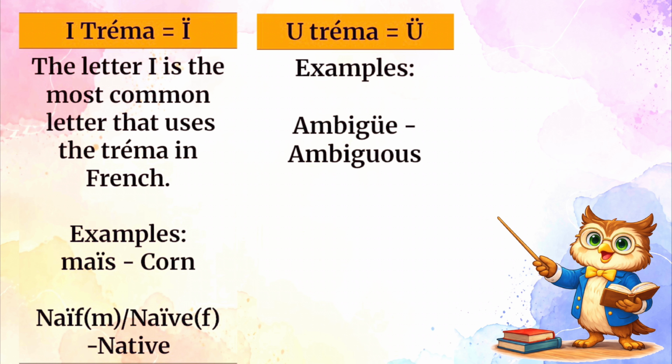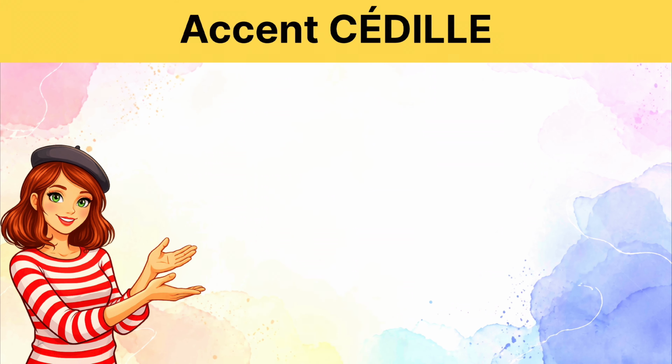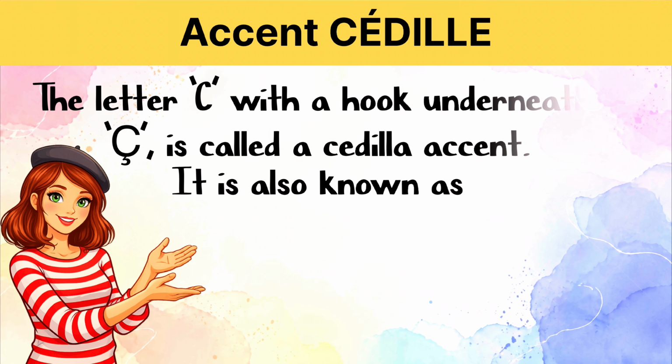Examples: ambiguë, tréma, Noël. What is accent cédille? The letter C with a hook underneath is called accent cédille.